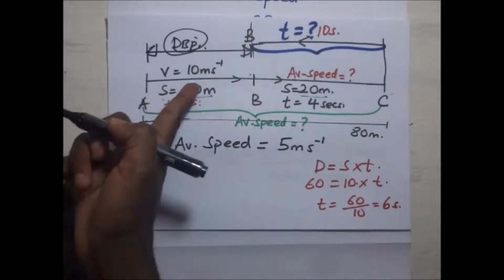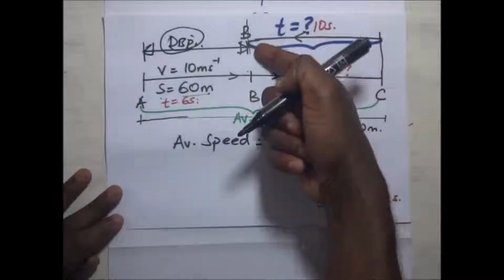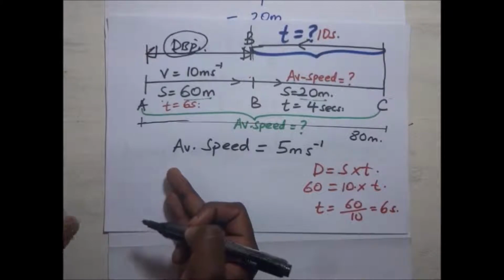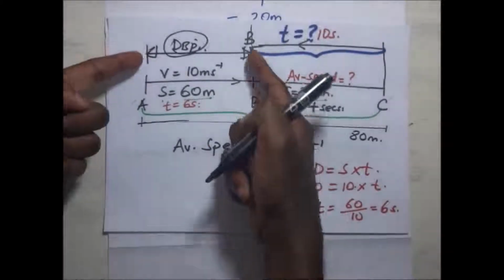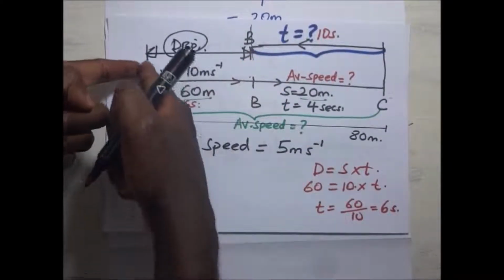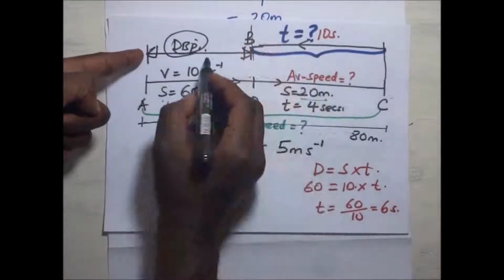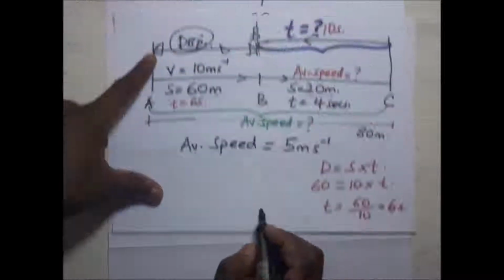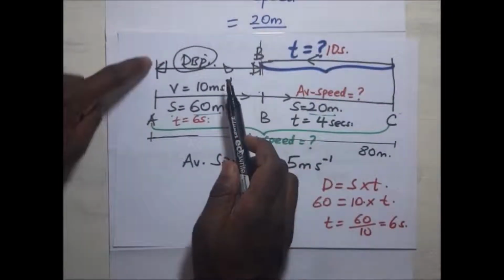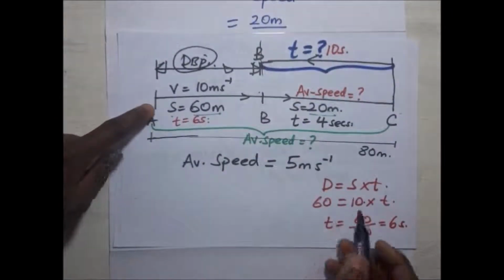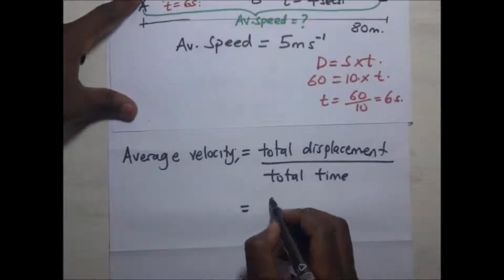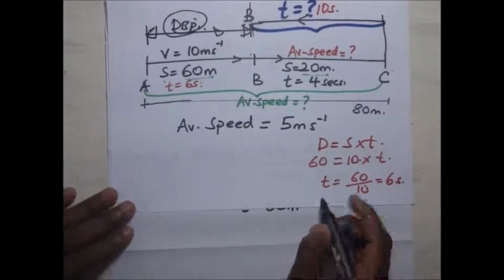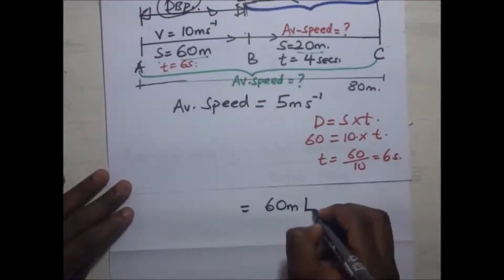I hope we still remember the difference. Distance is 60 plus 20 plus another 20. But now this is displacement. Displacement is the distance covered in a specified direction. So our displacement is just the distance from the point you started to where you ended. According to this, our total displacement is from here to there, that is 60 meters, in the right direction, or let's call it the eastern direction.